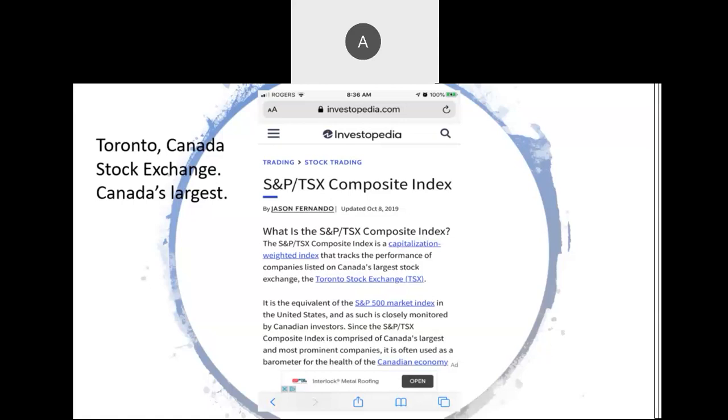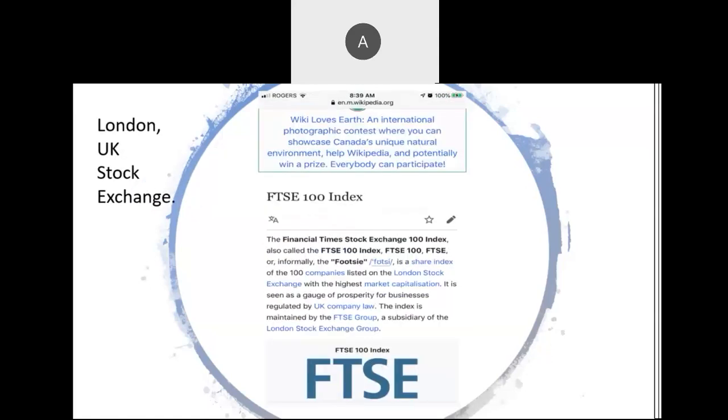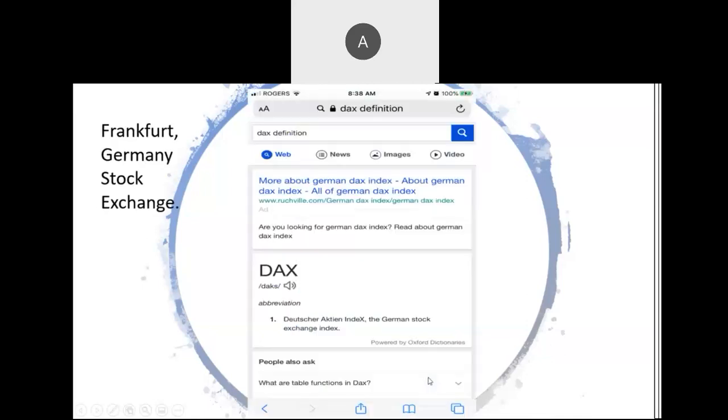Maybe China? That's correct. It is China. It is not London. This is London, England. In London, the Financial Times Stock Exchange, or commonly referred to as the FTSE, is the stock market index in London, England. In Frankfurt, Germany, it's the DAX.